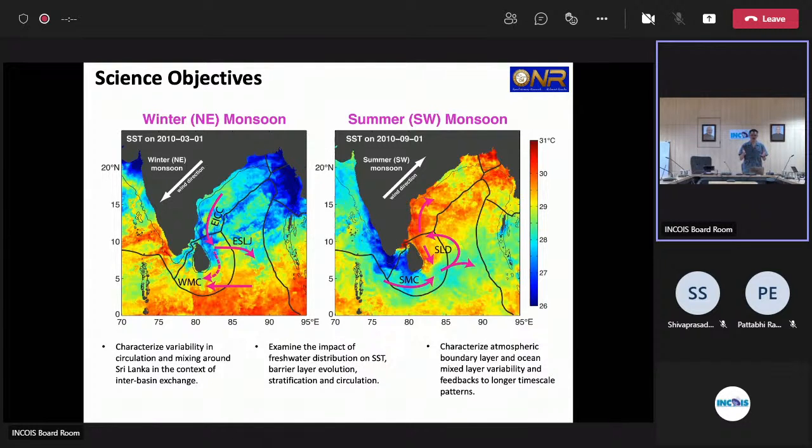In these two cartoons, we're trying to illustrate the main currents that we see, or that we're worried about. The left-hand panel is the winter monsoon, northeast monsoon, and the right-hand panel is the southwest monsoon, the summertime. And again, the colors are sea surface salinity, sea surface temperature, plotted from remote sensing. And you see notional arrows for the main flows, and I'm going to try to use my mouse as a cursor if you can see it.